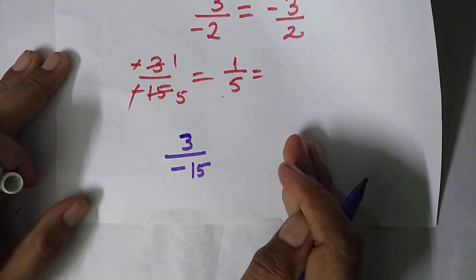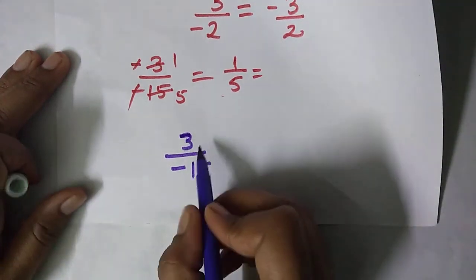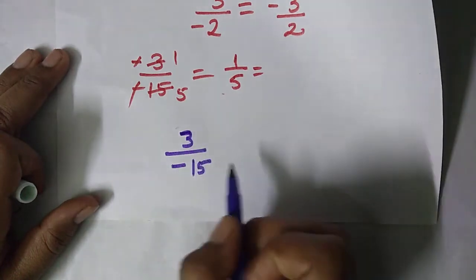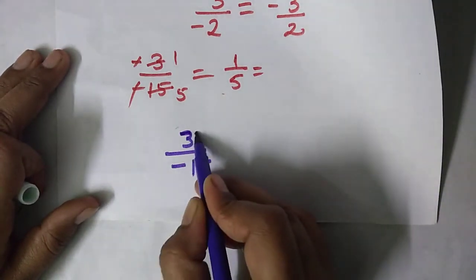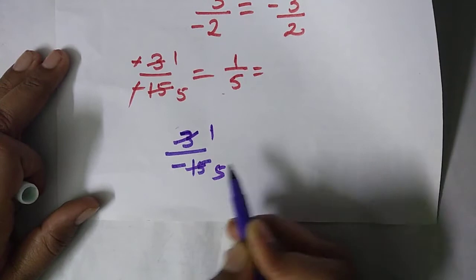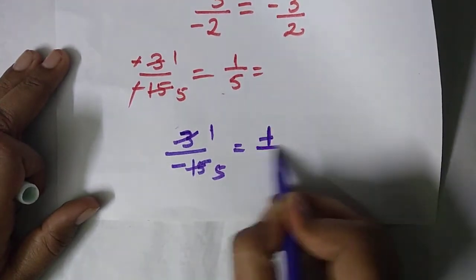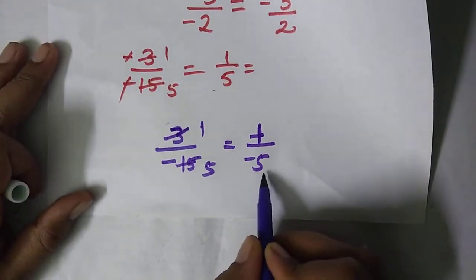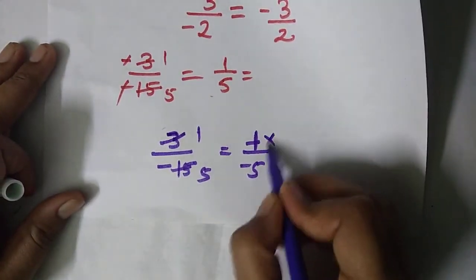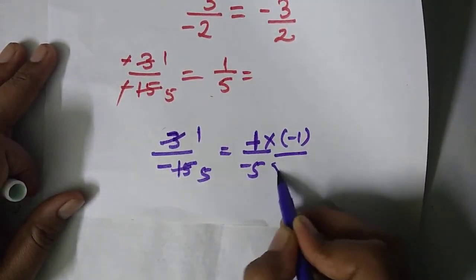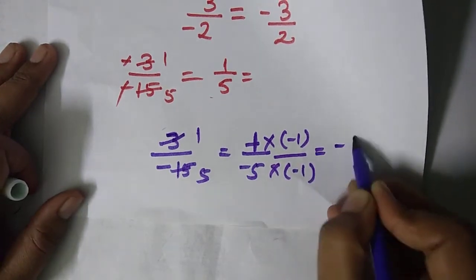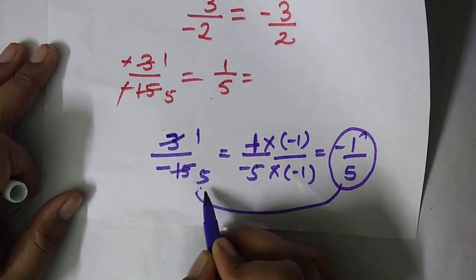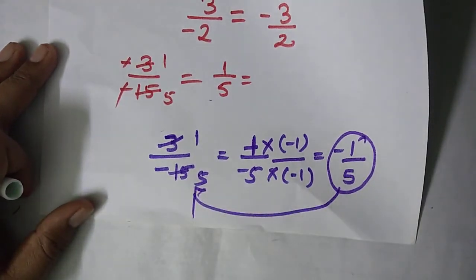No, this is not the standard form. So how will you make this standard form? First condition, the number must be in simplest form. Now they get cancelled with the table of 3: 3 ones are 3 and 3 fives are 15. So 1 over minus 5. Now the denominator must be positive. For making the denominator positive, we have to multiply it by minus 1. Now it is minus 1 over 5. This is the standard form of 3 over minus 15.